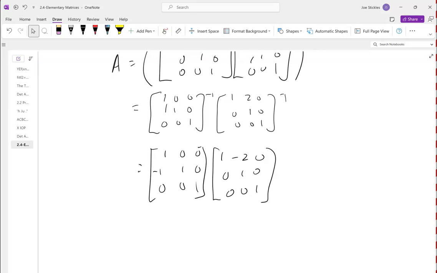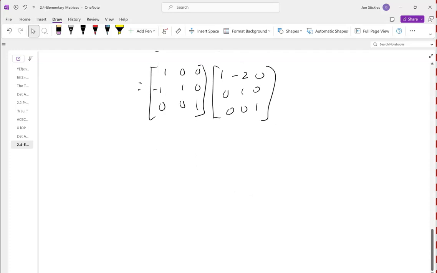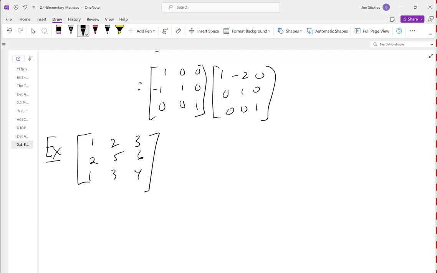Pardon. Let's do another one, since you all seem to love that one so much. Let's do another one. Okay. All right. Same directions. Let's look at the matrix 1, 2, 3, 2, 5, 6, 1, 3, 4. Same goal, write this as a product of elementary matrices.